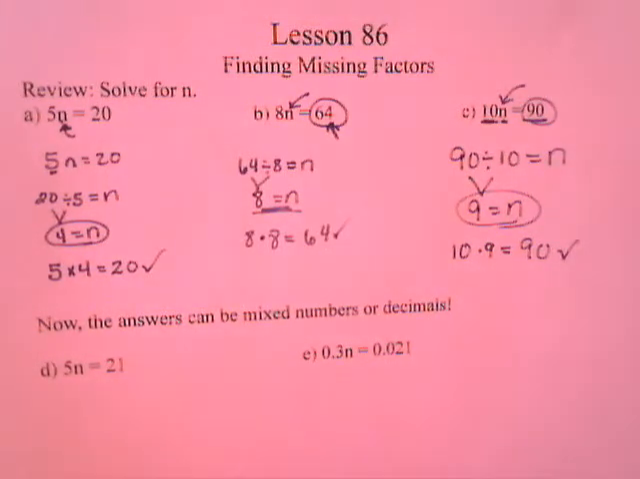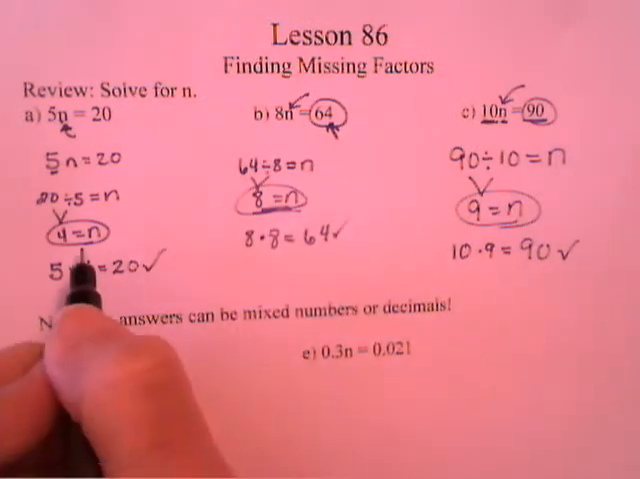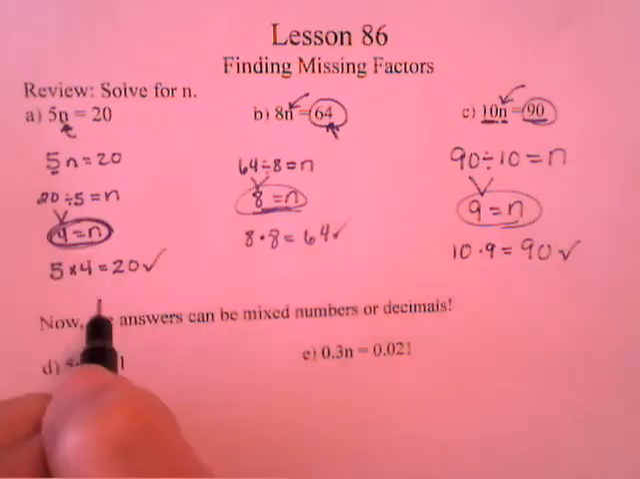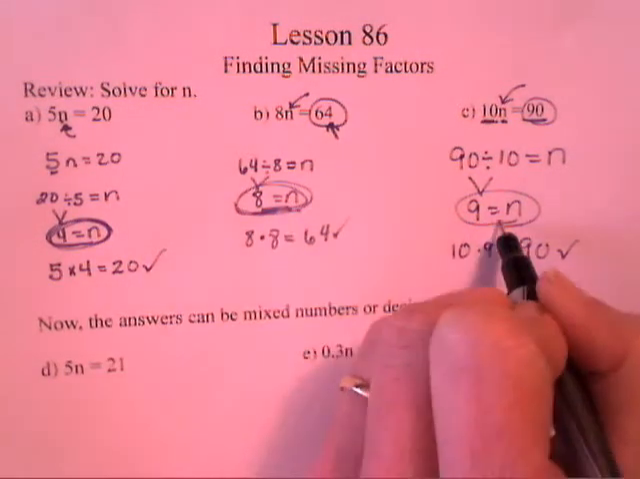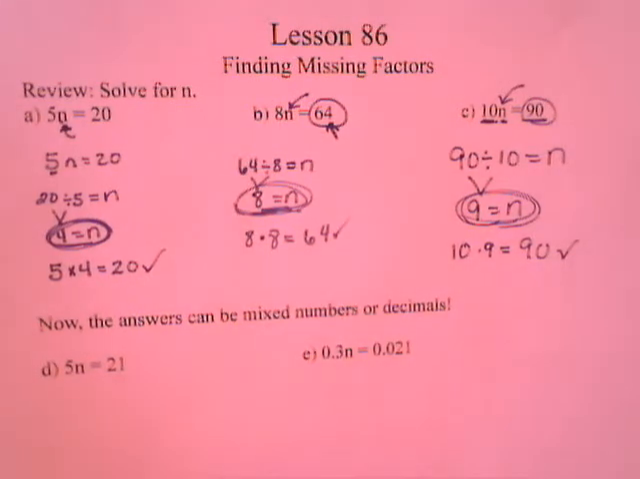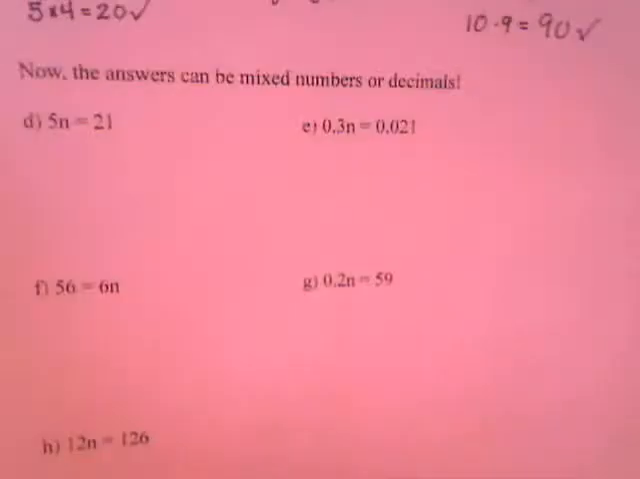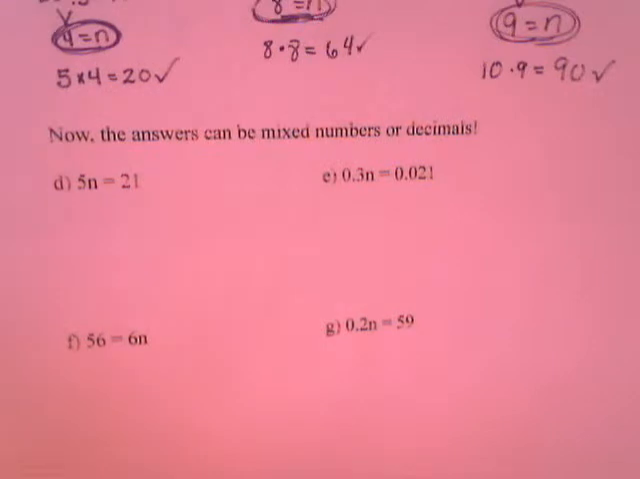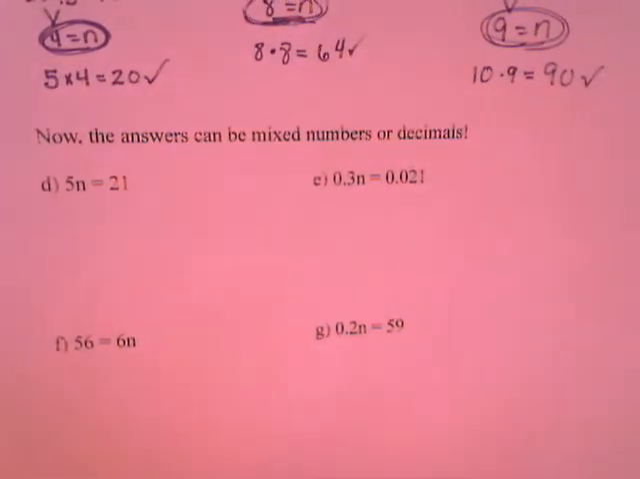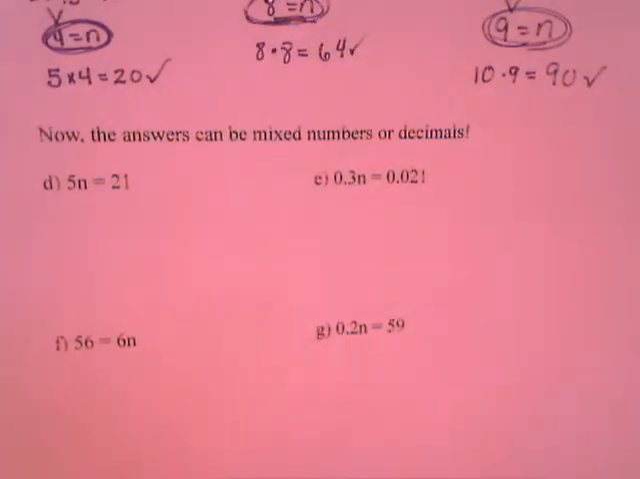And notice how my n's always come out to be these really pretty, clean whole numbers of 4, 8, 9. No fractions, no extra decimals, nothing hard. Well, for this lesson 86, you are going to get some of those kind of picky answers that are not going to come out so even.